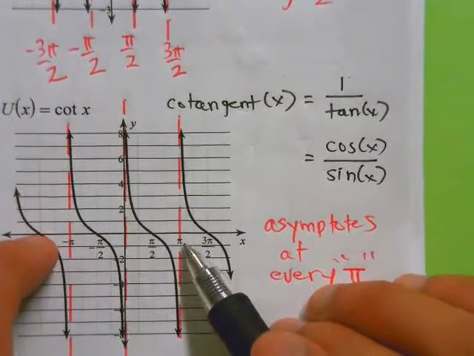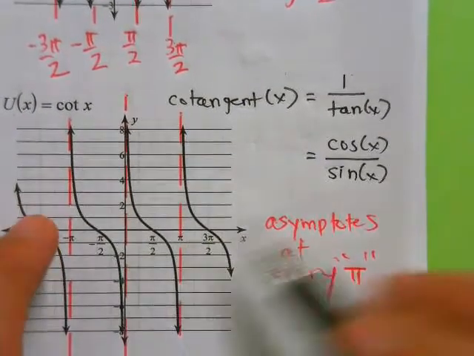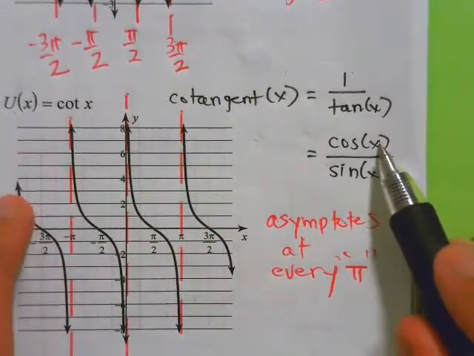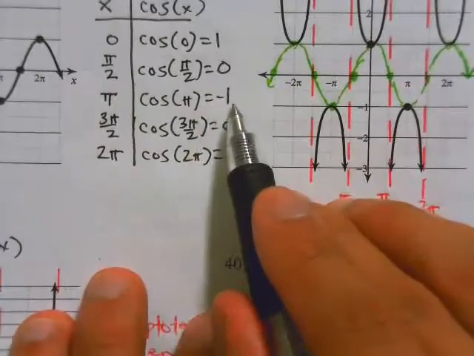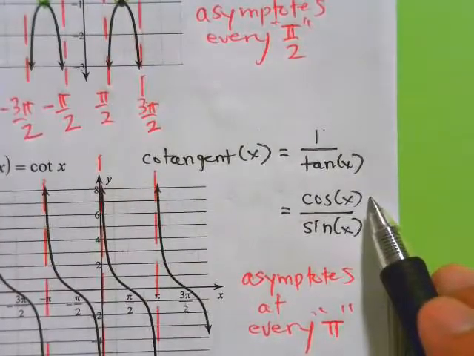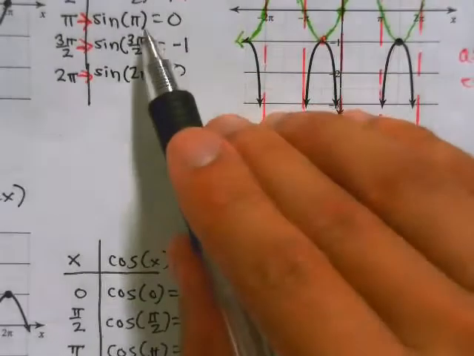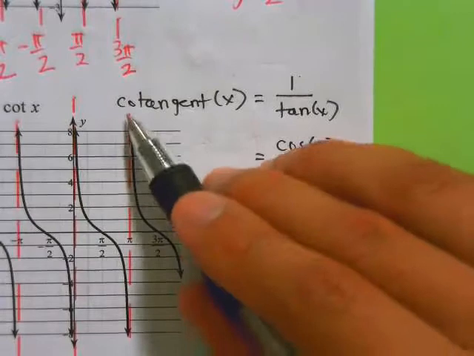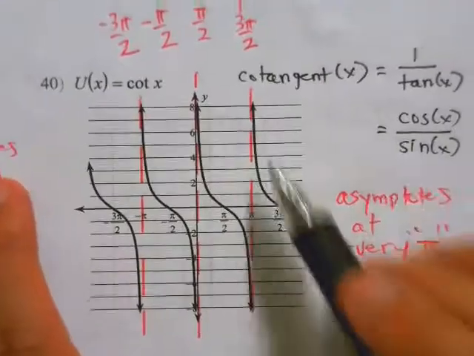So say, for example, if we plug in pi over here, well, cosine of pi is -1, so that's okay. But sine of pi is 0, and we can't divide by 0, so hence we have that asymptote over here. And so that's how we're getting these values.